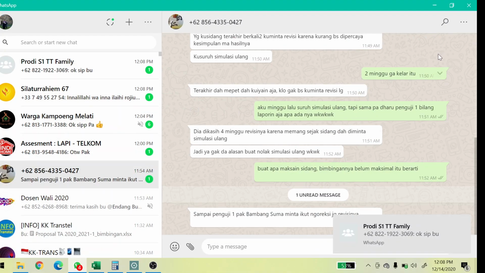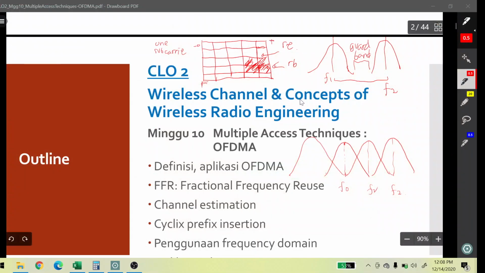Okay, I have to close. Okay, this is the process of orthogonality.